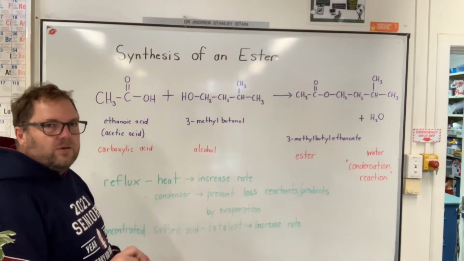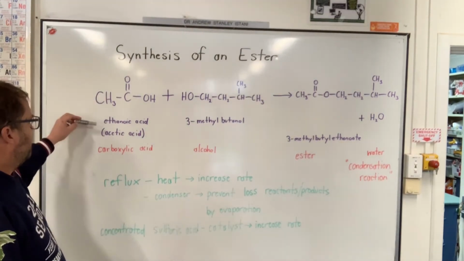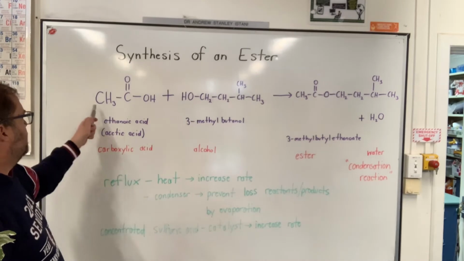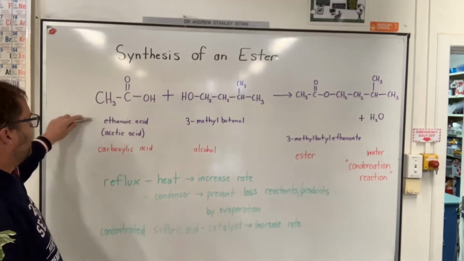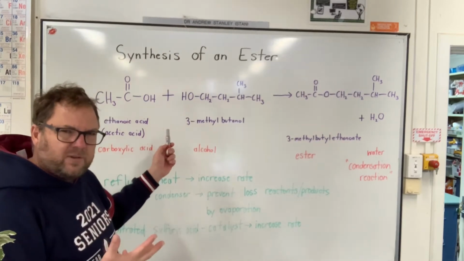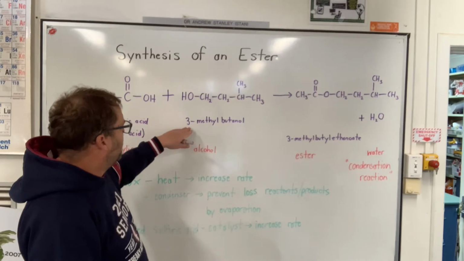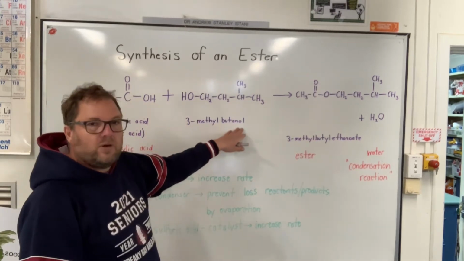So the one that I'm going to do today is we're going to take ethanoic acid, or acetic acid is its common name. So two carbons, carboxylic acid group, ethanoic acid. And I think this one might have actually been in one of the book or the practice test questions, it doesn't really matter. And we're also going to take an alcohol here, 3-methylbutanol.